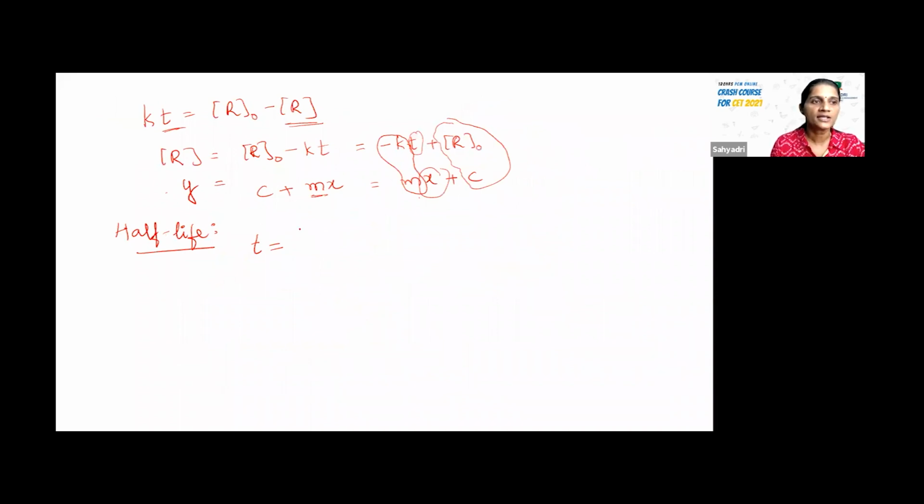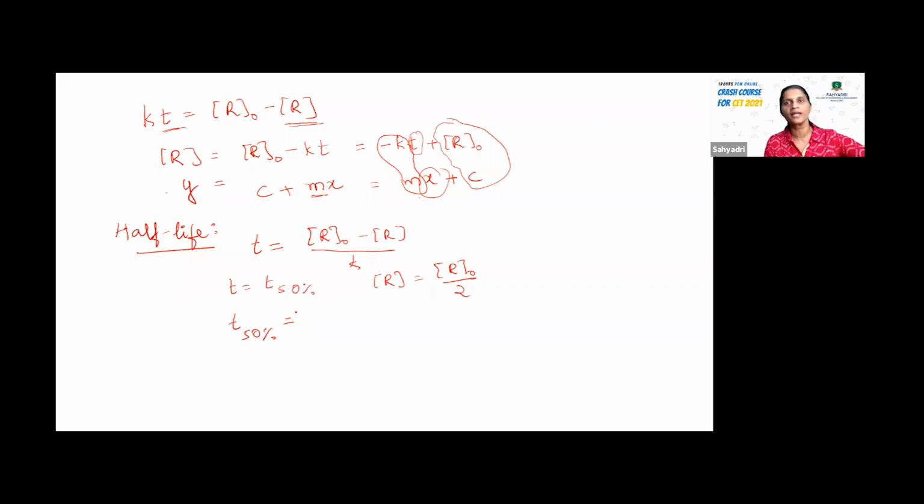Now, what is T here? T is equal to R naught minus R divided by K. When it is 50% completion, when T is equal to T 50%, T half, what will happen to R? R becomes R naught divided by 2, 50% completed. So what is T 50% for this? This question has been asked several times in different exams, CET also. I have not included this question because it's a direct concept, correct?